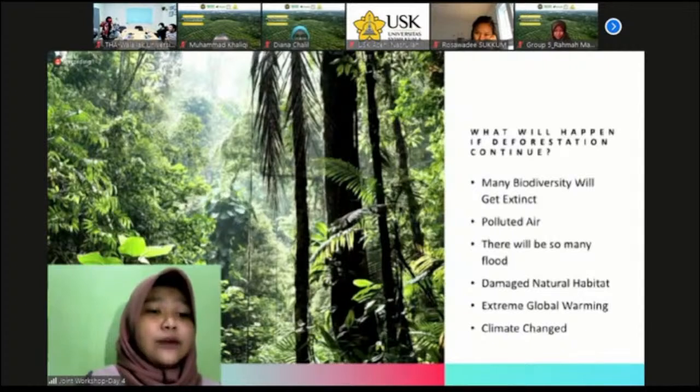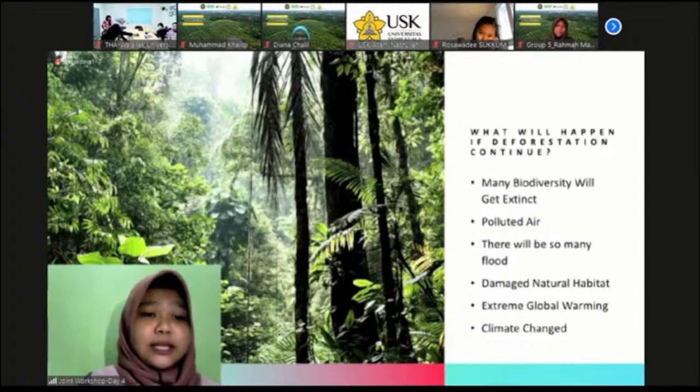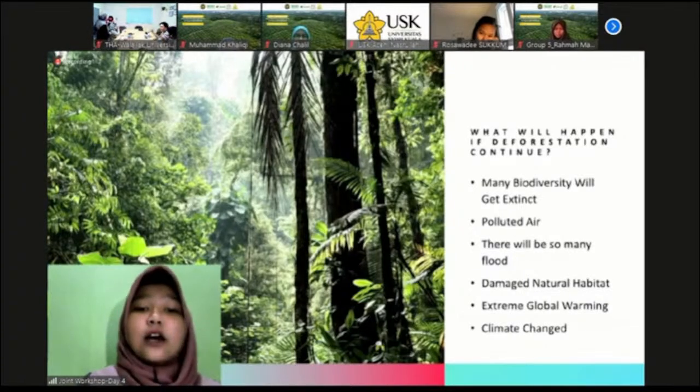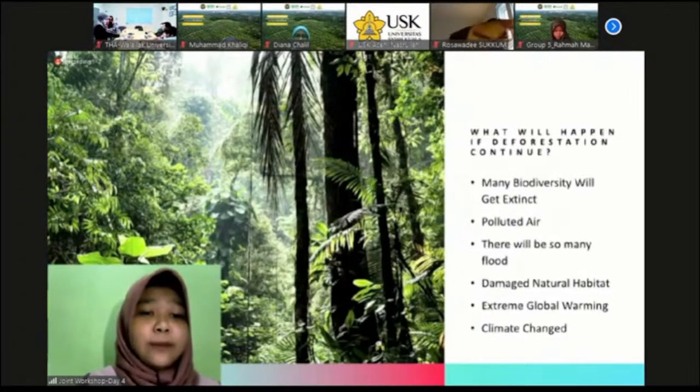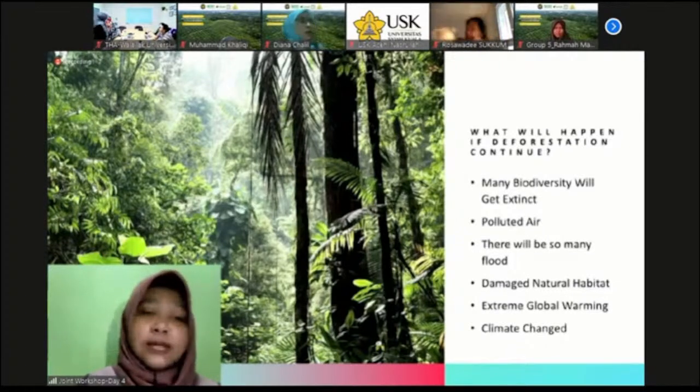The third is that deforestation will cause flooding because there will be erosion in the mountains, so that water will stagnate on the surface. The fourth is a lot of natural habitat damaged due to deforestation, one of which will be the occurrence of pollution, air pollution in an unhealthy environment, and it will have an impact on living things such as animals, plants, and even humans.